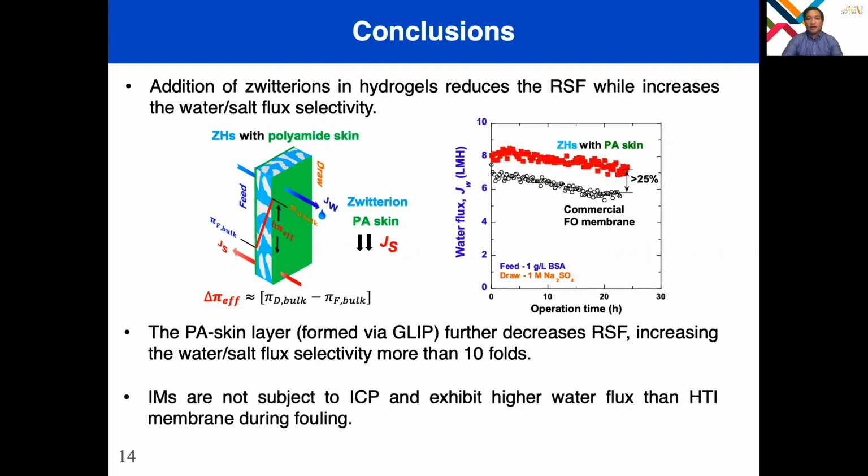And lastly, our impregnated membrane, which is non-porous, is not susceptible to ICP and exhibits higher water flux during fouling compared to commercial FO membrane.